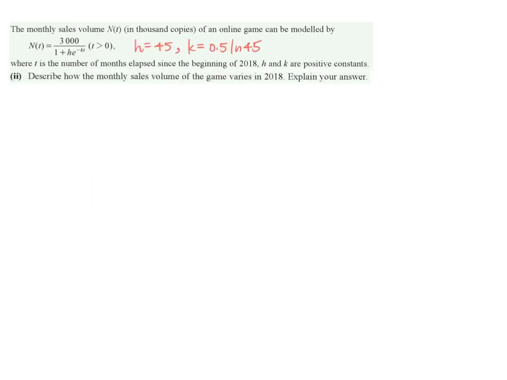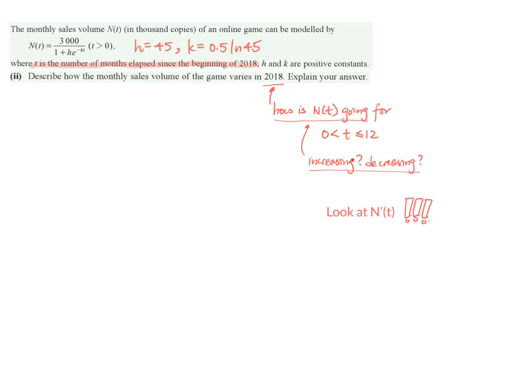Now here's the interesting part and the practical part. We want to describe how the monthly sales volume of the game varies. So we're talking about the trend in 2018. What does that mean in terms of algebra? Well, t is the number of months since the beginning of 2018. So in other words, it's asking you, how is n of t going in this interval for t? Is it increasing or decreasing? And how do we find out? We look at the first derivative, right?